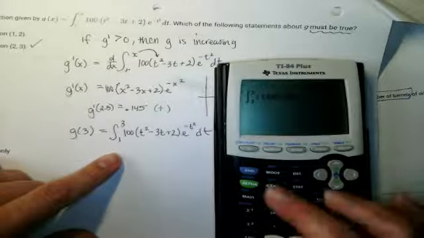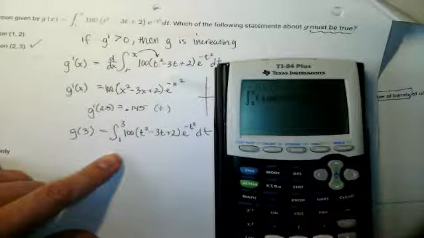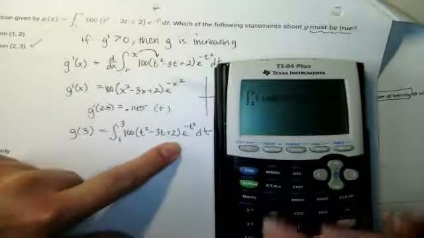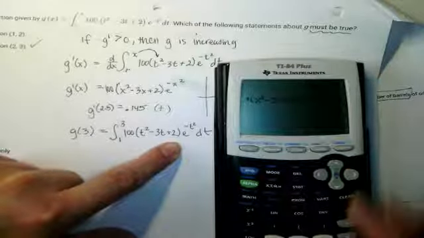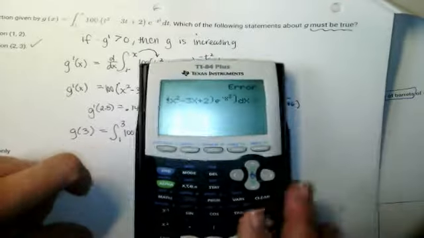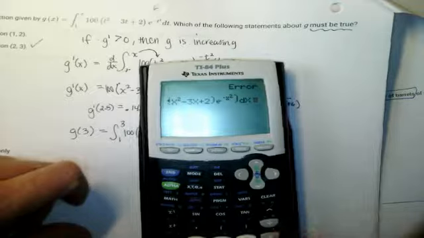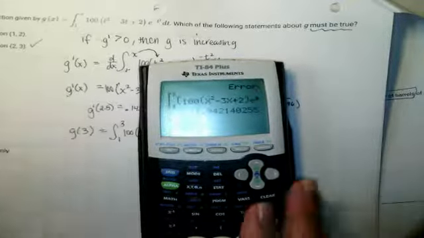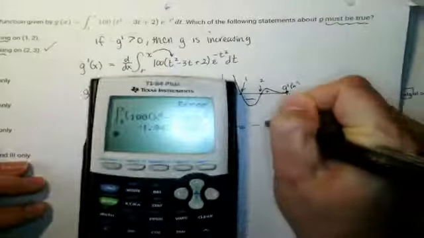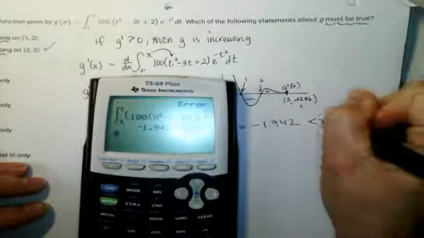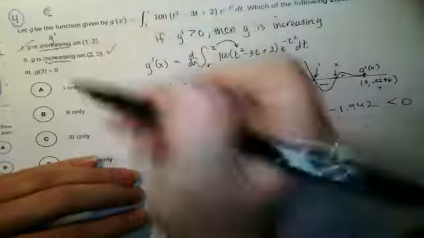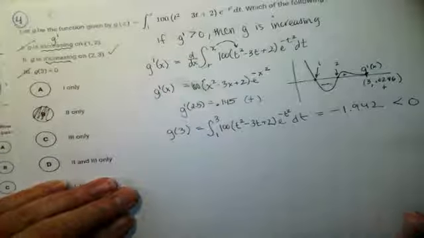They do a lot of this. x squared minus 3x plus 2, e to the negative x squared. Do you know how to use your calculator? All the AP readers that I have talked to say it's so frustrating that students don't know how to use their calculator. We get negative 1.942, which is less than 0, not greater than 0. So again, it's 2 only.